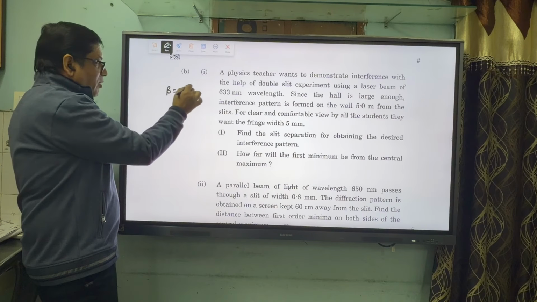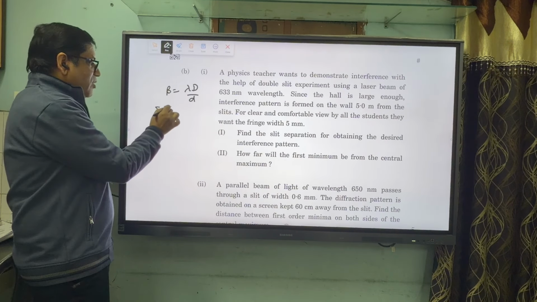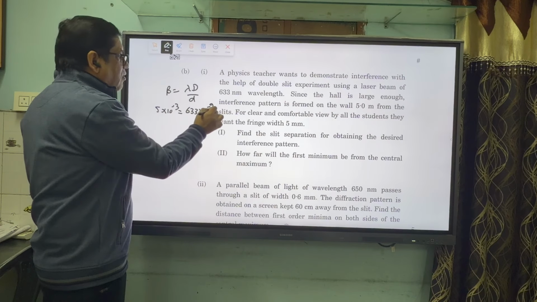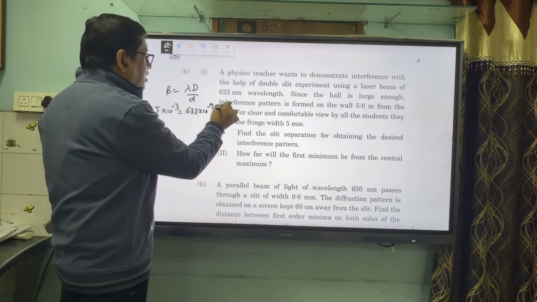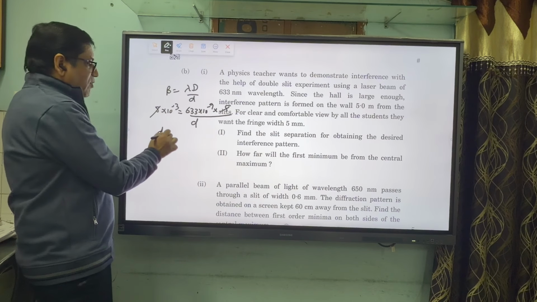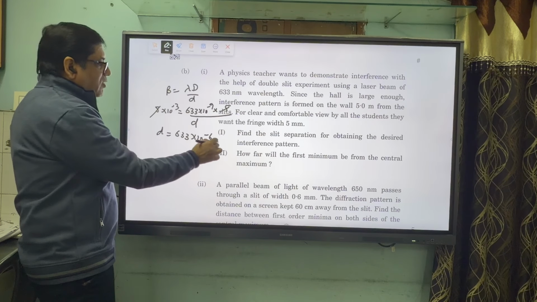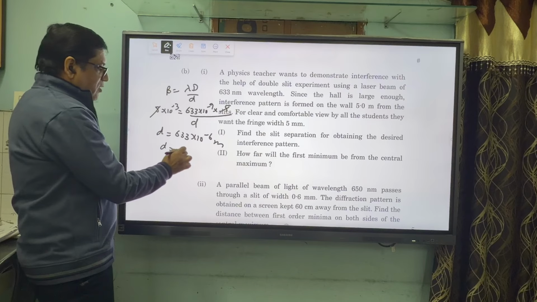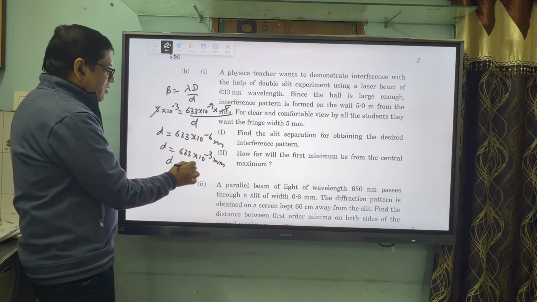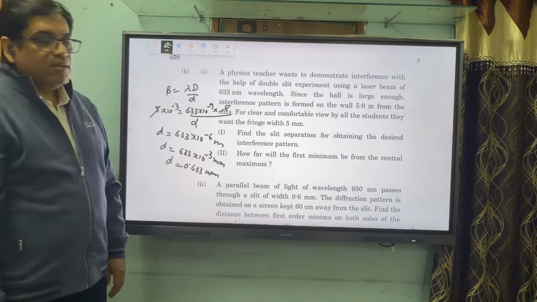बीटा इज इक्वल टू होता है लैम्डा D by d. Fringe width is given 5 millimeter, 5 into 10 to minus 3. Wavelength is 633 into 10 to minus 9. Distance of screen is 5 meter. Small d we have to find out. 5 से 5 को कट गया. Small d की वैल्यू आ गई. 633 into 10 to minus 6 meters, या 633 into 10 to minus 3 millimeters, or you can say 0.633 millimeters. That is the slit width.